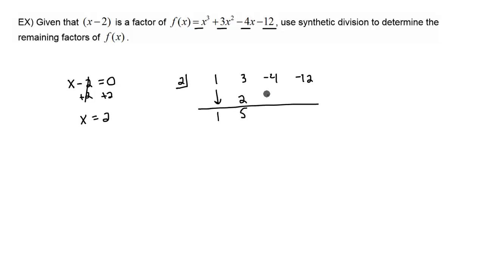2 times 5 is 10. I add these two together, I get 6, and I bring it back to the 2. 2 times 6 is 12. Add these together, I get 0, and this number represents my remainder, so I box it off.